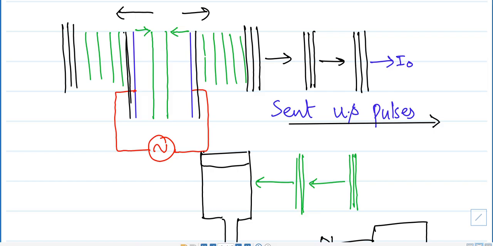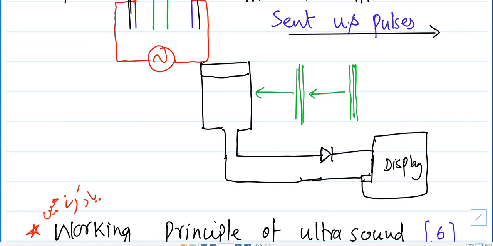These compressions and rarefactions are sent in the form of pulses, not continuously. That is why the doctor uses this ultrasound transducer on the body, moving it.